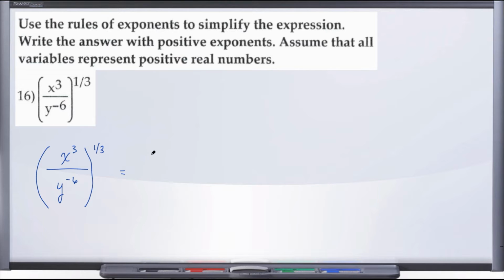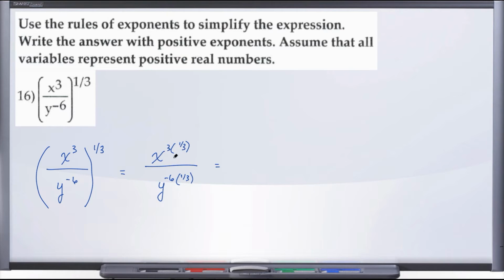So we can think of this as now saying x to the third, which was originally inside, now multiplying that by the 1/3, right, because we have to multiply our powers, over y to the negative 6, and now multiply that negative 6 by the 1/3. And let's see what we have here.